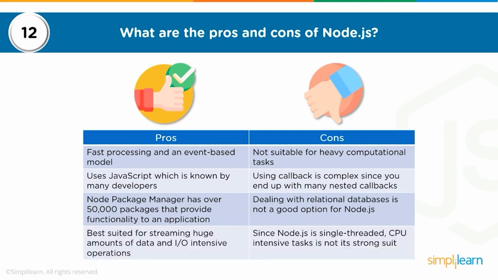A pro for Node.js is that it's designed for streaming huge amounts of data in and out. A con is that Node.js is single-threaded, and so it can be CPU intensive. But again, there are ways around that, and a good way is scaling your solution in elastic environments such as the cloud.